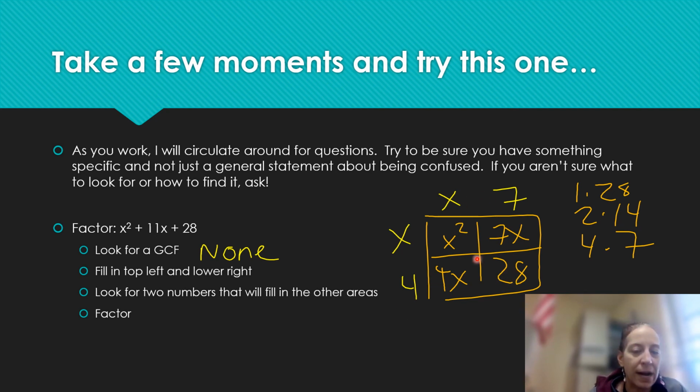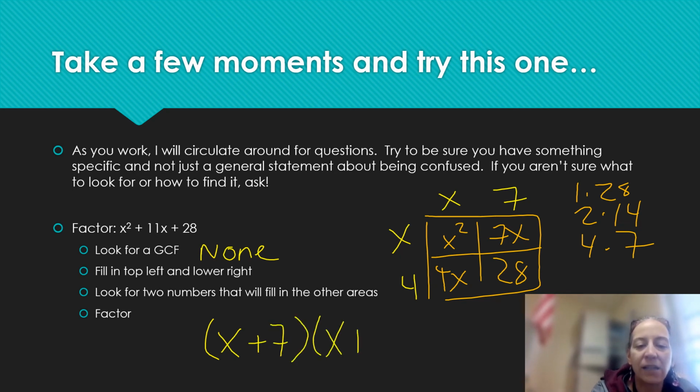And one thing that's great about this method is you can just double check all those boxes. x times x gives you x squared. x times 7 is 7x. x times 4 is 4x. And 4 times 7 is 28. And then if you add them up, x squared plus 7x plus 4x plus 28, 7x plus 4x is the 11x. So you can actually really check this as you're working. So this would be x plus 7 and x plus 4. So hopefully that's the answer that you got.